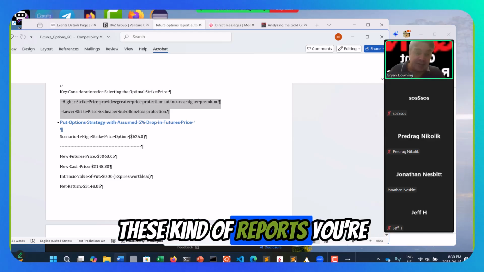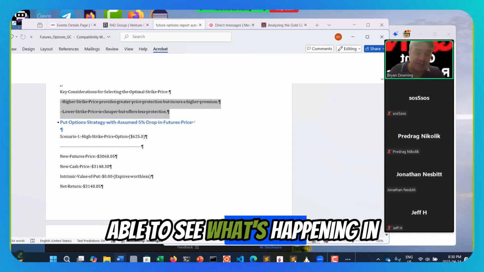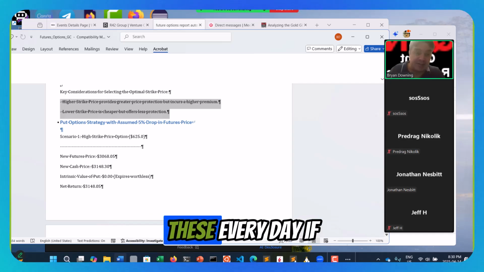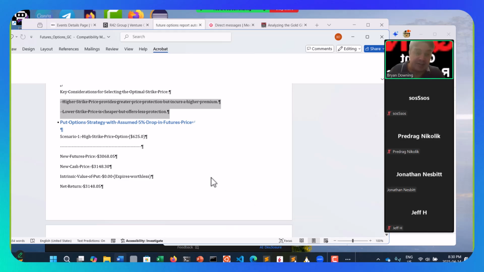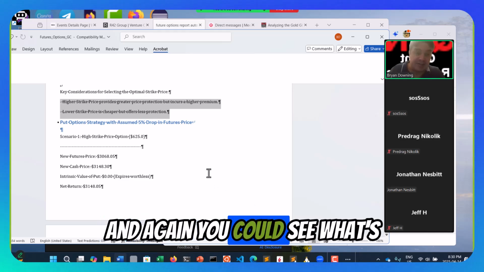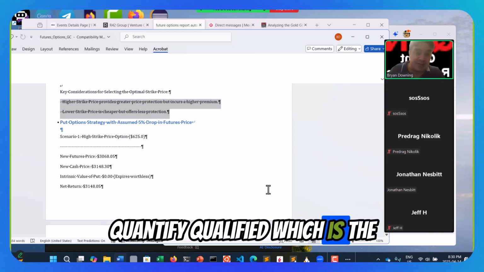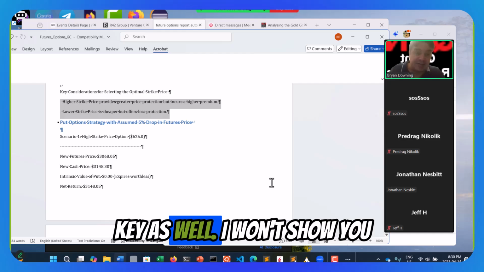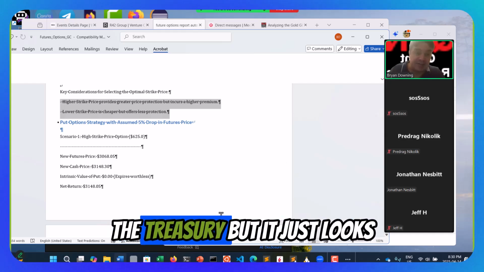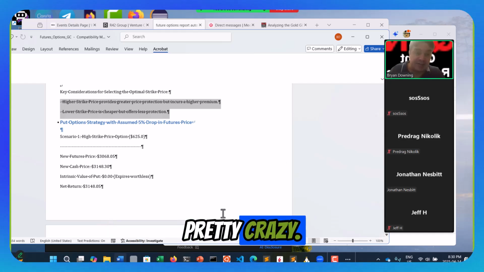But using these kind of reports, you're able to see what's happening in the market because I'll run these every day, if that makes sense. And again, you can see what's happening, what the traders are doing, and you can quantify and qualify, which is the key as well. I would show you the treasury, but it just looks pretty crazy.